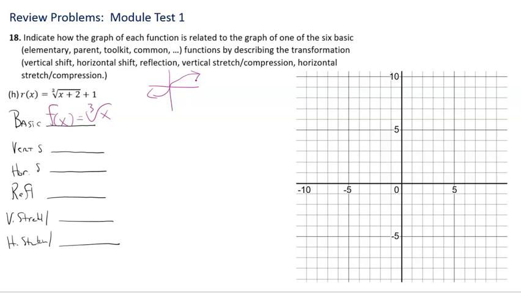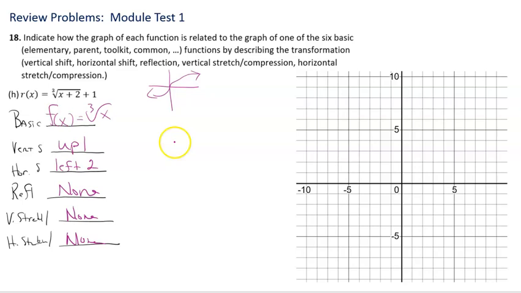Okay? Is there a vertical shift? Have I moved this up or down? And I have. That plus 1 on the outside means we have moved up 1. Is there a horizontal shift? Yes, that plus 2 on the inside means we have moved left 2. Is there a reflection? No, we haven't multiplied anything by negative, so no reflections in the x or the y-axis. Is there a vertical stretch? No, I haven't multiplied by any values on the inside with the x or multiplied on the outside. So none of that stuff.